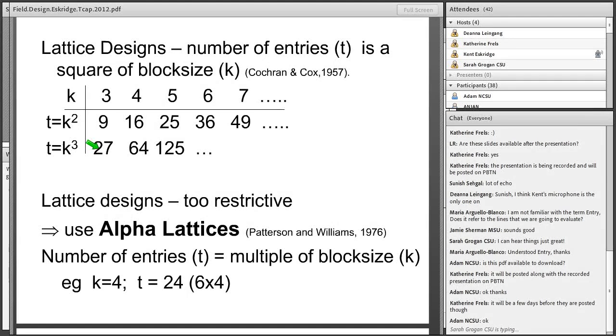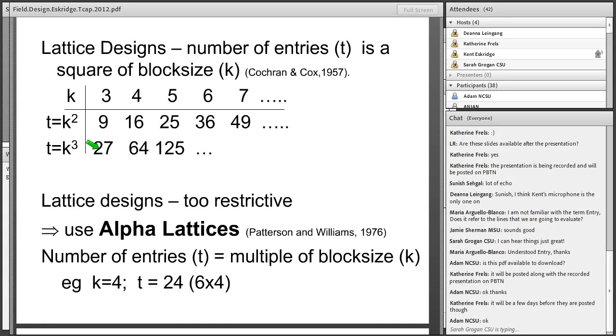And so that's given rise to field designs that people have used over the years called alpha lattices, or just alpha designs. They were introduced by Patterson and Williams in '76, and I think Emlyn Williams' PhD dissertation is where these came out of Edinburgh. The idea about an alpha lattice is that the number of entries, or treatments T, is a multiple of block size. Say, for example, if I have a block size of 4 and 24 treatments, that is 24 equals 6 times 4, 4 being the block size, then I can generate an alpha lattice.